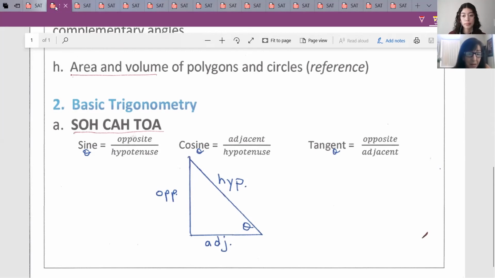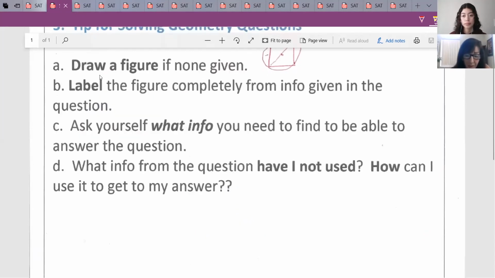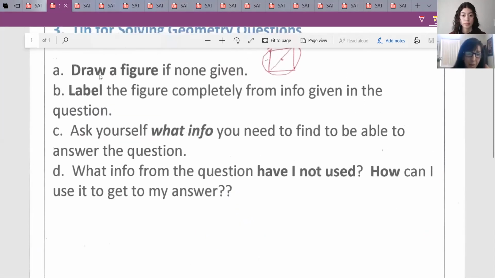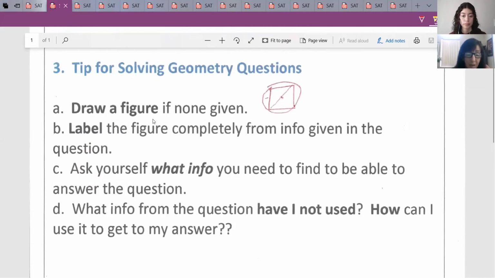Okay. Next one. Okay, tips. Whoopsie. Tips for solving geometry questions. I am not an artist, so that's my rendition of a circle with a square inside of it. But number 1 is if there is no figure given, draw a figure. Don't keep it in your head. Even if it seems simple, draw a quick figure and label the figure completely from the information that's given in the question. Those are the first things to do.